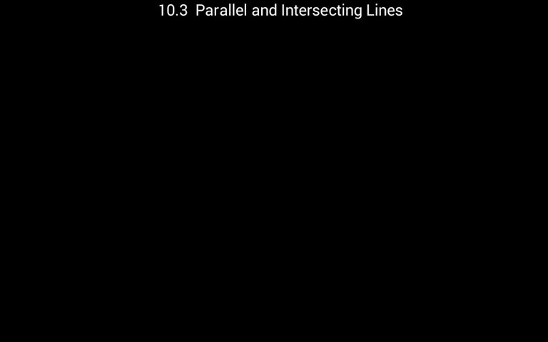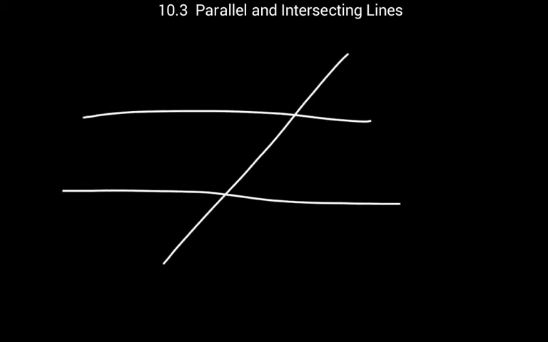Lesson 10.6 is on parallel and intersecting lines. So we look like we have lines that are parallel to each other, and then a line intersects. And lots of interesting things happen when you have this situation.